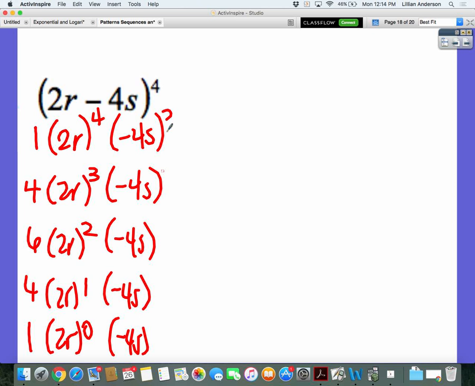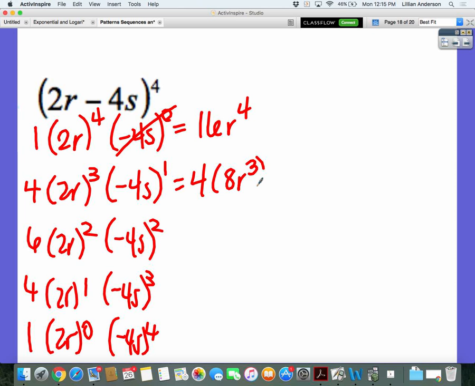Increases, starting at 0. So then anything to the 0 power goes away, so I'm just left with 16r to the 4th. Are we starting out okay? Yes. All right. This one I'm going to have 4 times 8r cubed times a negative 4s.